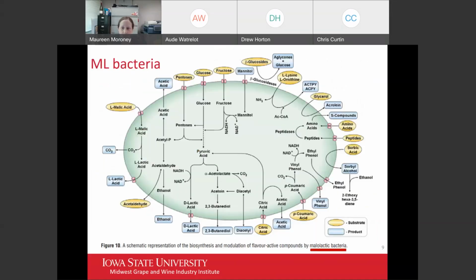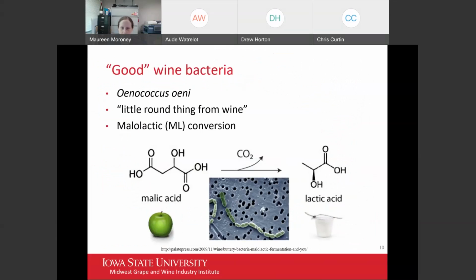And then looking at ML bacteria, just like with yeast, we know that ML bacteria convert malic acid to lactic acid, but similarly, they also do a whole bunch of other things along the way. And again, just like with yeast, we have our typical good wine bacteria, which is a species called Oenococcus oeni. And there are different strains of bacteria within that species too. They all do malolactic conversion, but when it comes to all those other pathways, some strains may favor some products over others.